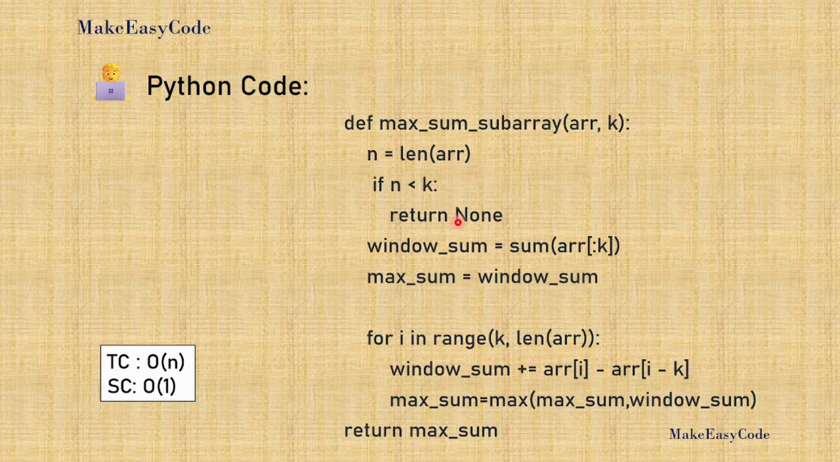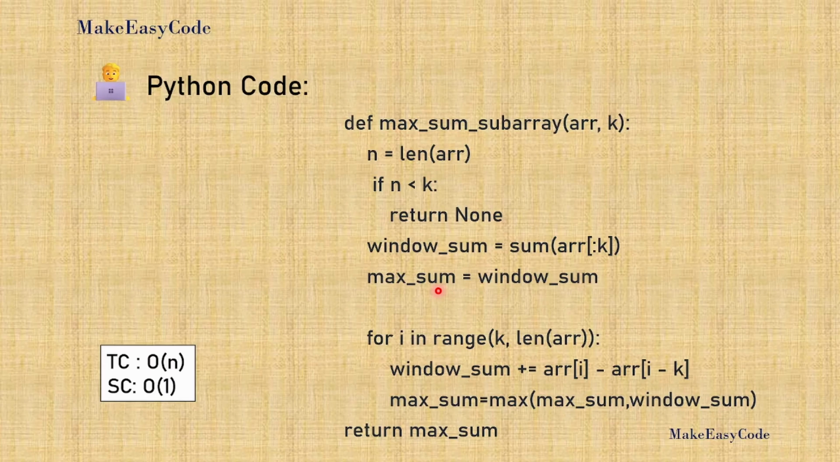Now here is the sliding window magic. We first calculate the sum of the first k elements of the array. This is our initial window. Think of this as the first fixed-size subarray, the starting point of our journey. Here we store that initial sum in a variable called maxSum. This will help us keep track of the maximum sum we encounter while sliding the window.